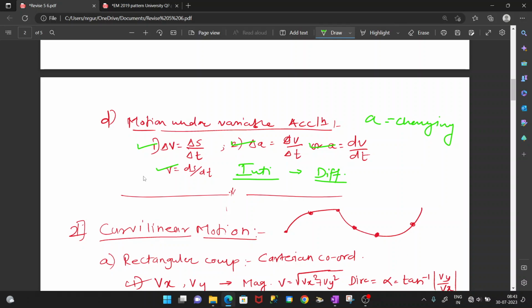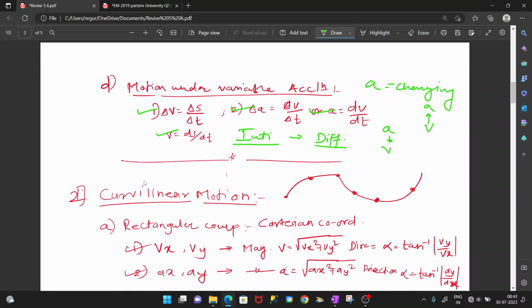Step up, step down means if acceleration is given and you have to find out the velocity, then we can use step up, that is integration. And if velocity is given and you have to find acceleration, then we have to use differentiation there. So these particular types are there in rectilinear motion.